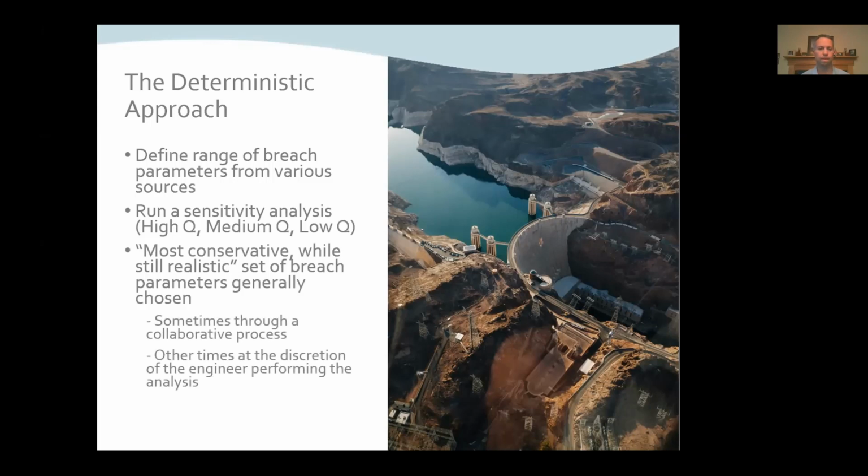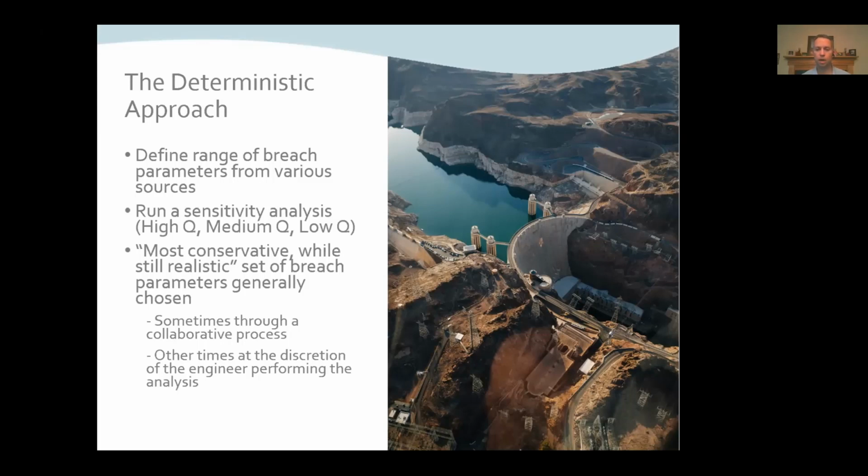Now, determining or selecting these is sometimes done through a collaborative process. You get a group of people together. It could be the hydraulic modeler, it could be the clients, maybe the reviewing agency. Everybody gathers together and they hash it out and come up with an agreed upon selection of breach parameters. But frequently, this is done at the discretion of the engineer or the modeler performing the analysis.